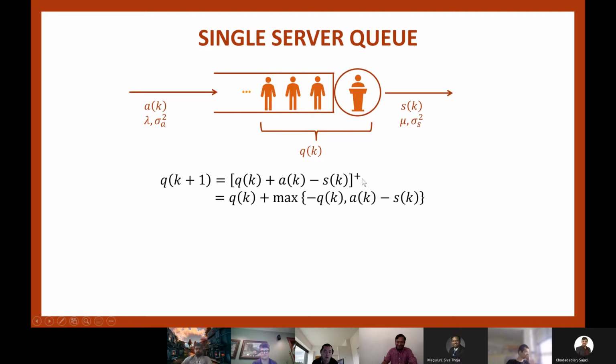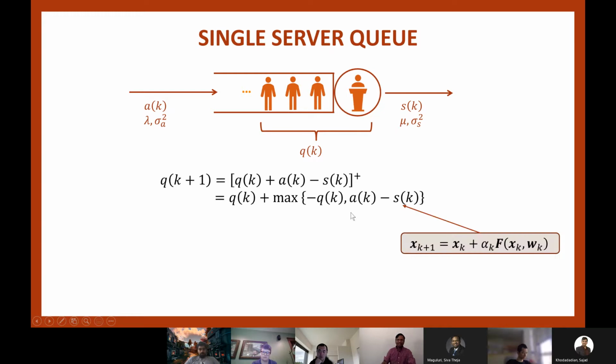I can write the same thing in this form. Why? This Q(k) can be sent inside the max. Then this is just saying max of 0, Q(k) + A(k) - S(k), which is essentially the definition of the bracket plus. OK, why did I write it in this form? Because this exactly looks like our stochastic recursion.